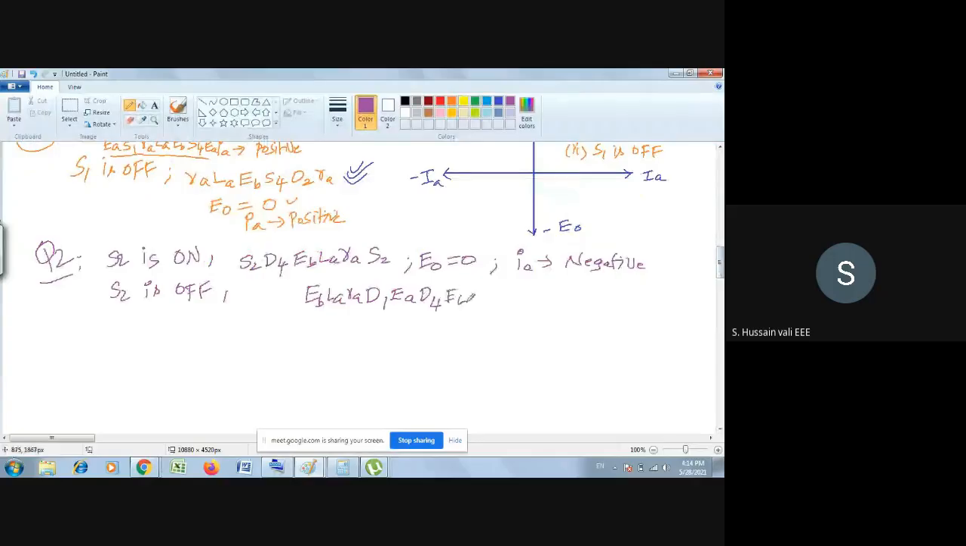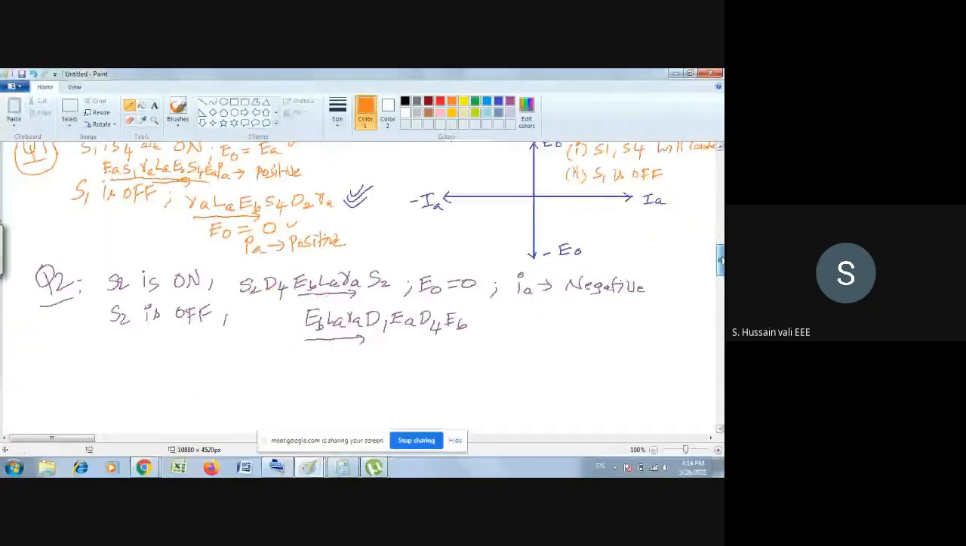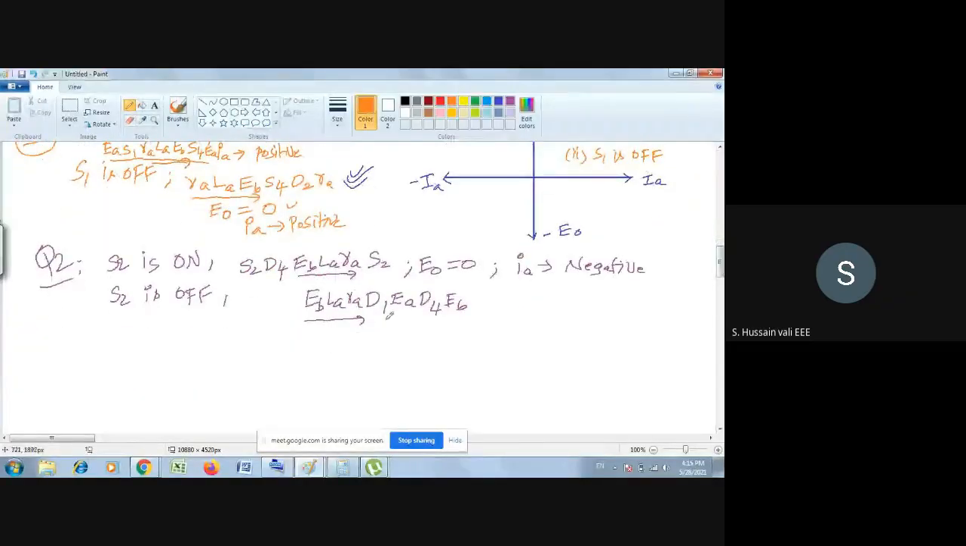See here. What you must understand is that this EB-LA-RA sequence is there. Here also the EB-LA-RA sequence. That will not change because the inductor current does not change its direction. Same thing here also: RA-LA-EB is there. So this direction of the current does not change. Here also EB-LA-RA. But it takes another path because you turn off S2. So D1, EA, D4, EB.